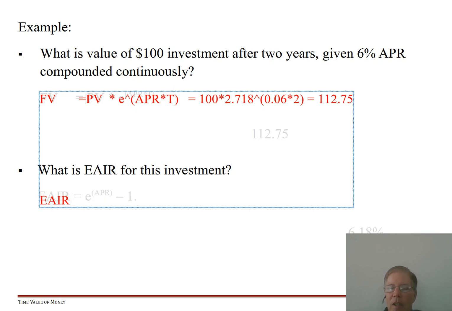So what is the EAIR of this investment? We're just going to plug in the formula on the previous page. It's equal to e to the APR minus 1, which is 2.718 raised to the 0.06, minus 1, and that's equal to 6.18%. Okay, so that's where we are with that one.